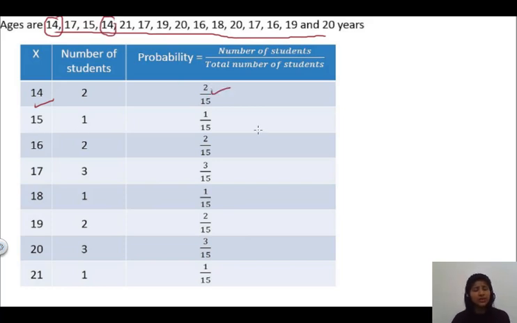Same, count the number of students who have age as 15 years, students who have age as 16 years, divide by total number of outcomes, that is 15. Now this is your table. Now you can find the mean. How to find out the mean?